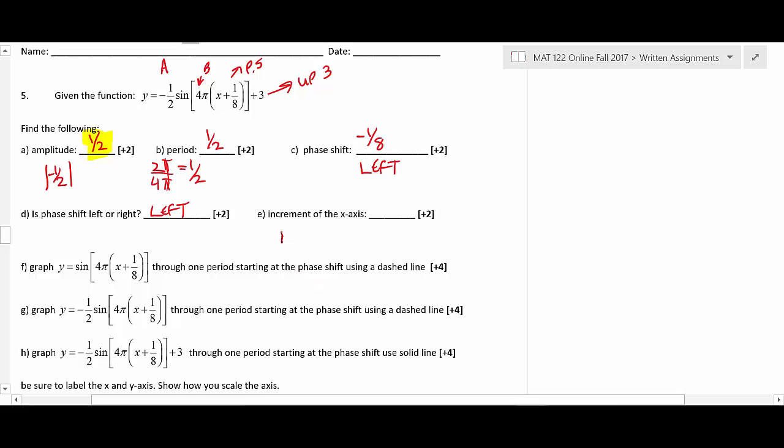The increment of the x-axis, again, you always take the period and divide by 4. So the period is 1/2. If you divide by 4, you're multiplying by 1/4. So that means the increment is 1/8. So we've got all of the basic pieces of this put together. And then for the increment, if you count this out, you would just go 1/8, 2/8, 3/8, 4/8, and then 5/8.